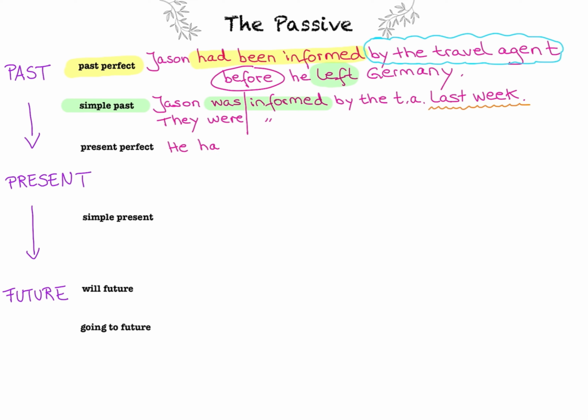The present perfect is a past tense which still has a relevance for the present. It started somewhere in the past and hasn't been finished yet. Like in our example, he hasn't been informed yet.